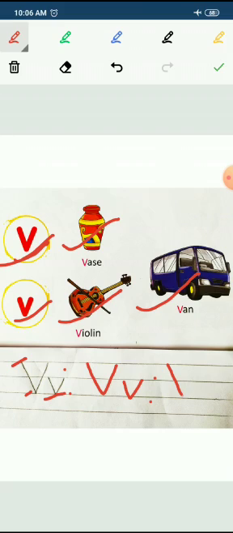I repeat again. Capital V comes in the upper three lines and small v comes in the middle two lines.